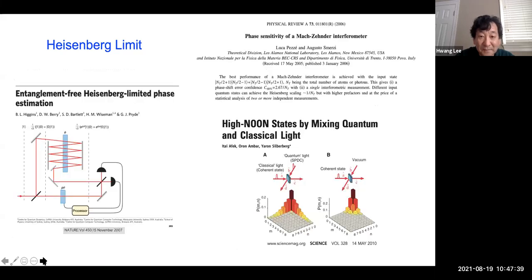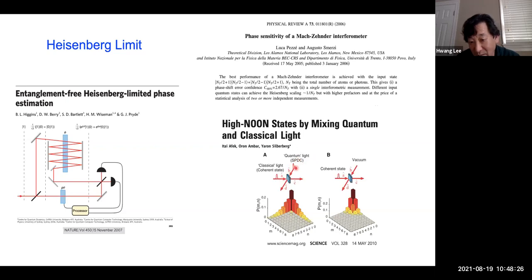Then, even after the NOON state, people are still trying to find the best state. This one is advertised as entanglement-free Heisenberg-limited phase estimation, and this is using 1001, so it's a single photon. Whether the 1001 state is an entangled state or not is debatable. And also, this is the high NOON state, mixing squeezed light and classical light, a coherent state. And this is quantum light, the squeezed state light.